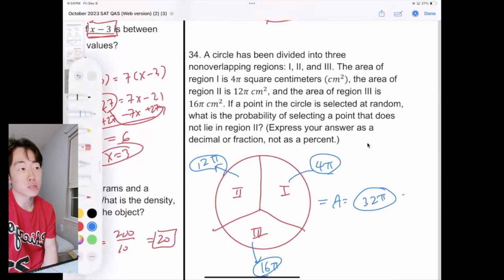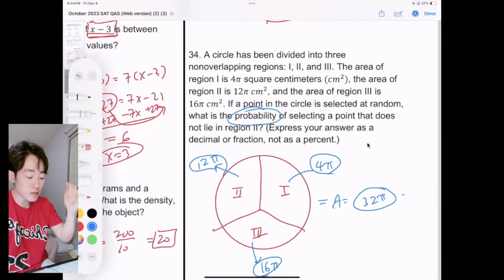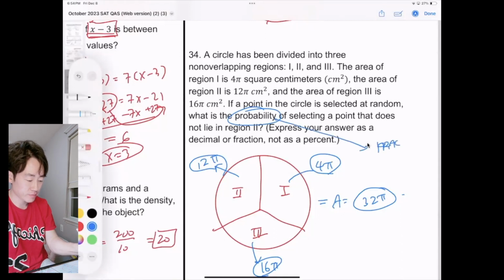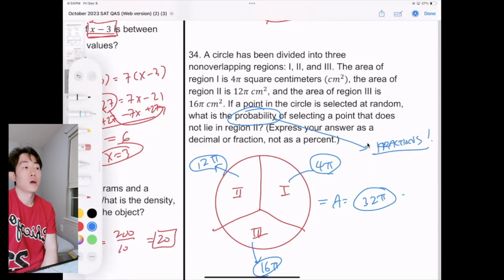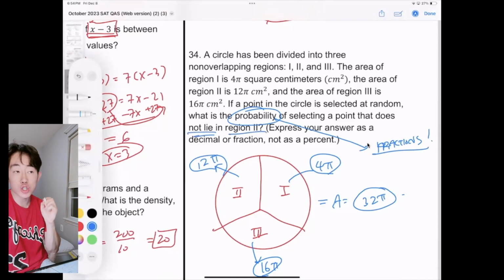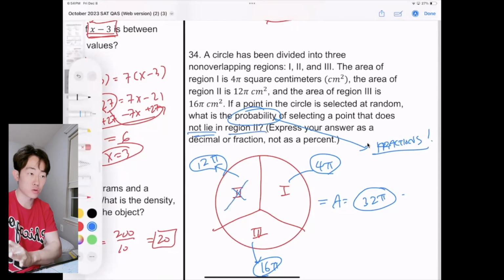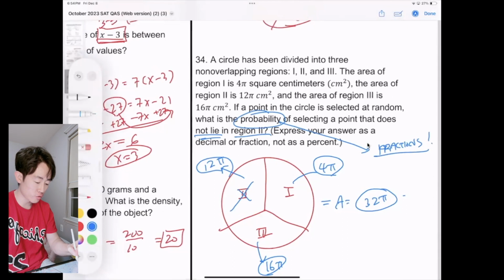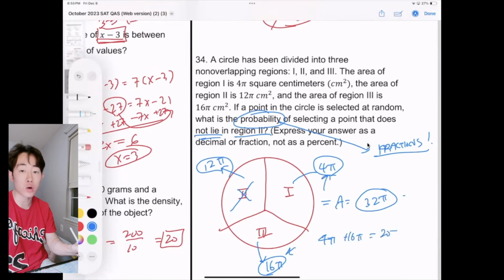If a point in the circle is selected at random, what is the probability of selecting a point? Okay, I see the word probability. Instantly, you have to think of fractions. I'm going to write this as a fraction. Of selecting a point that does not lie in region 2 means anything but region 2. So 1 and 3 together. So 4 pi and 16 pi added together is obviously 20 pi.